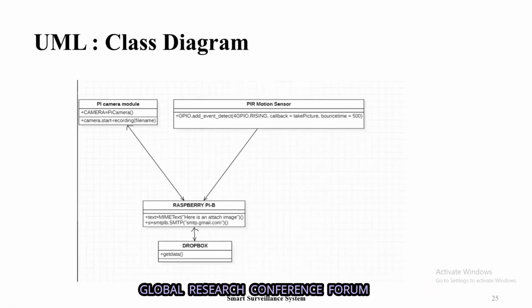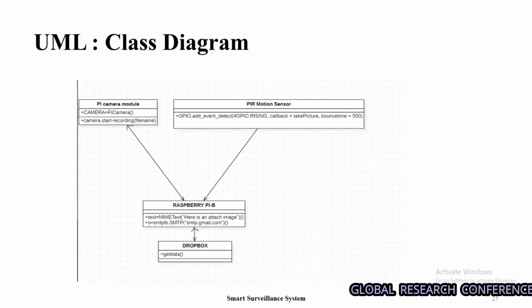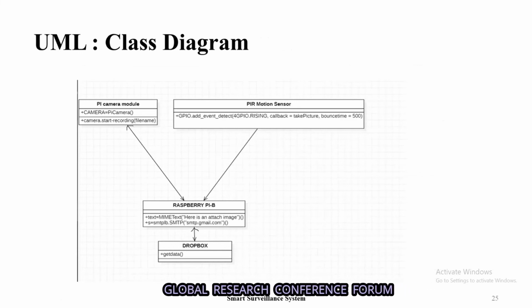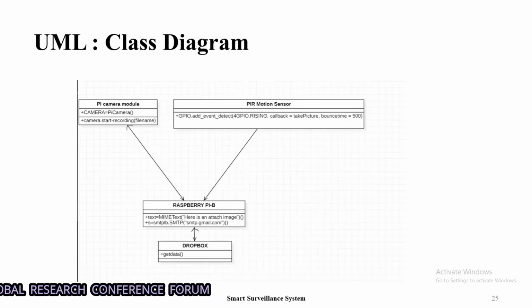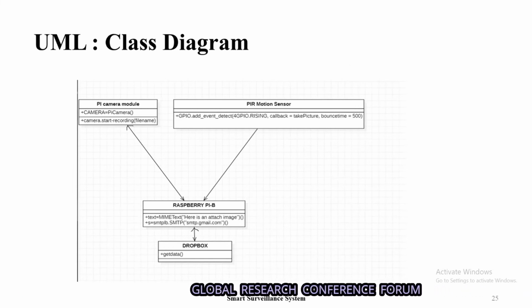Here we also have one class diagram. The Pi camera and Pi motion sensor are connected to the Raspberry Pi, and the Raspberry Pi gets the images from the Pi motion sensor and sends them to the database, that is the data storage.